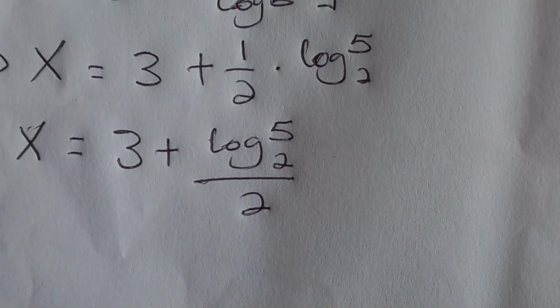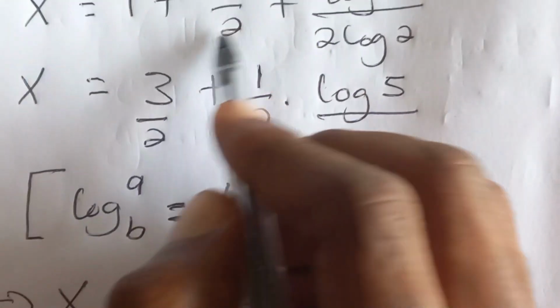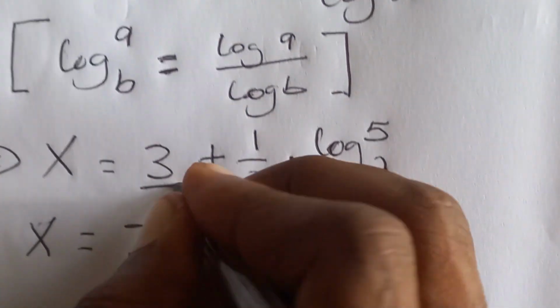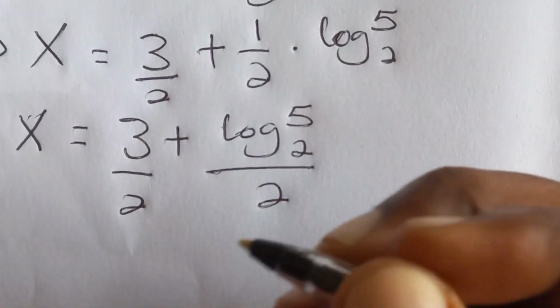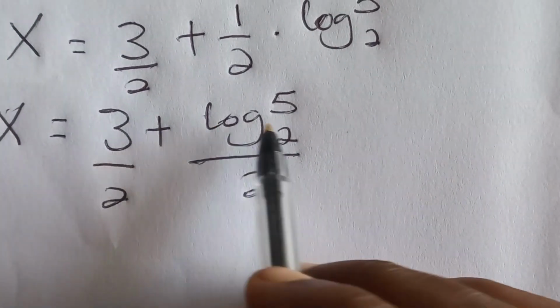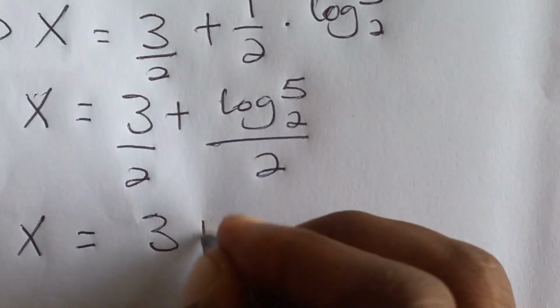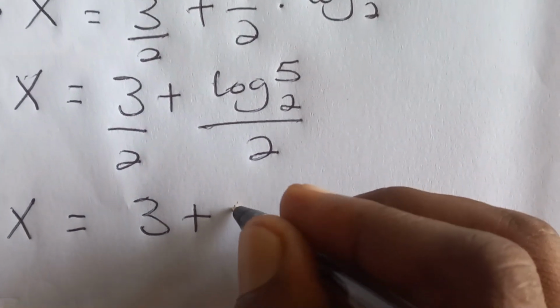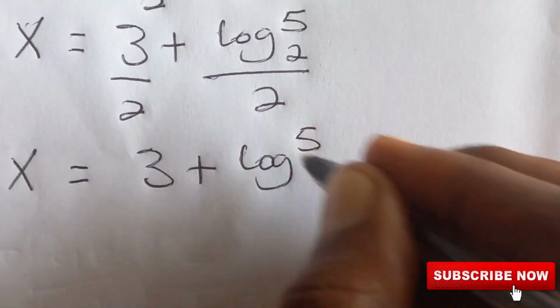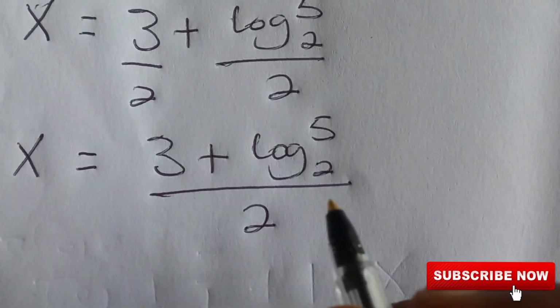okay. So sorry, this was to be 3 on 2, because 1 plus 1 on 2 is 3 on 2, then 3 on 2, okay. So now we have this expression, so we can rewrite this as 3 plus log 5 base 2 all on 2, because they are having the same denominator, okay.